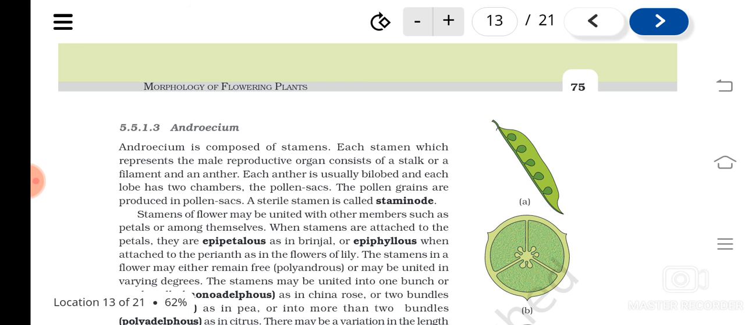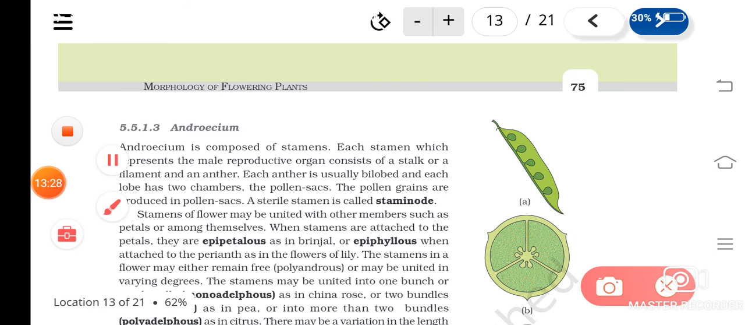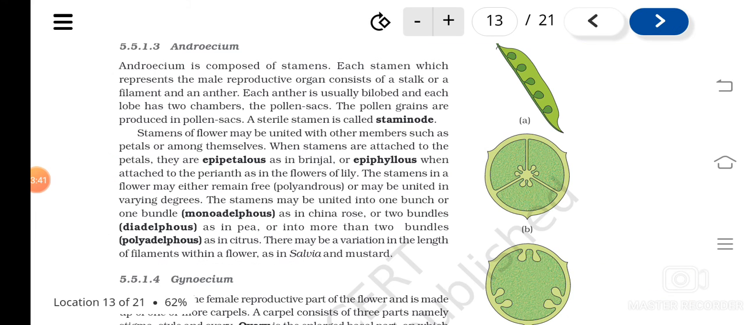Then a sterile stamen is known as what? Staminoid. Staminoid means which is not the fertile one. They have lost their development at some stage. So that kind of sterile stamens are known as staminoids. Now, when we study the stamens, I told you the sterile stamens are known as staminoid.